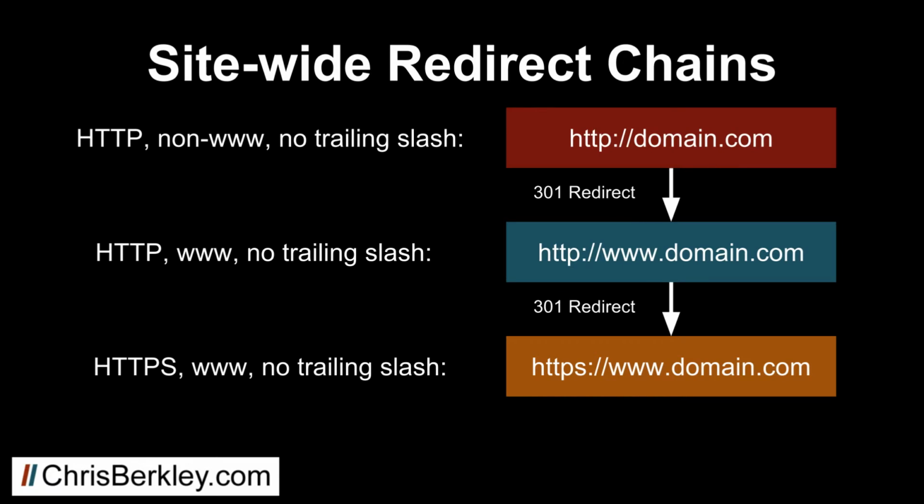Reason number two, a combination of secure versus non-secure, www versus non-www, and trailing slash versus non-trailing slash redirects results in site-wide redirect issues. And this is pretty common, especially when website migrations or relaunches occur, where redirects are built in series instead of in parallel. Why are redirect chains a problem?